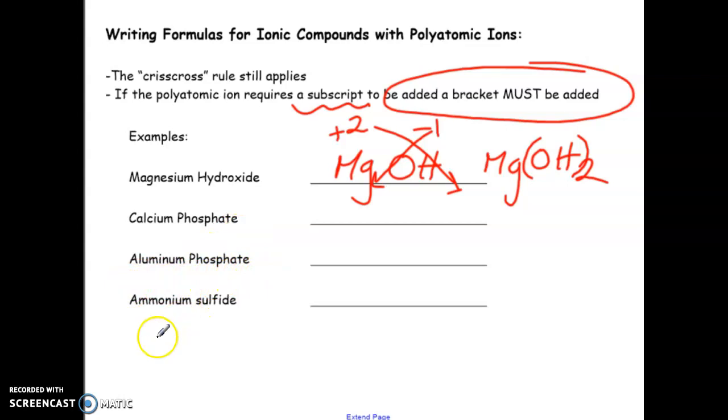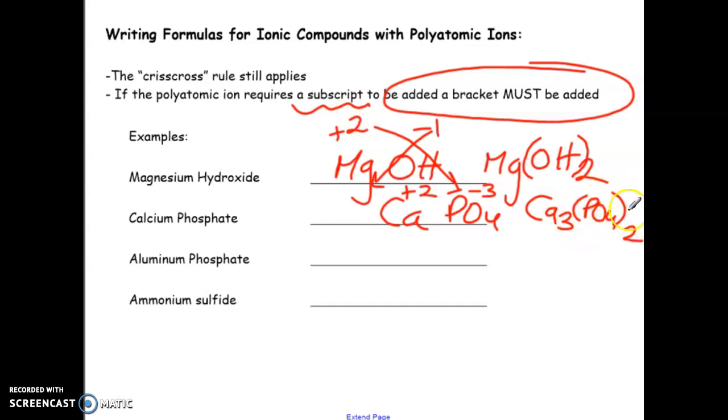Calcium phosphate, aluminum phosphate, and then ammonium sulfide. Okay, so here we have calcium and we have phosphate. Calcium is +2, phosphate is -3. So you should have here Ca3(PO4)2. You must have the brackets around the PO4. Aluminum phosphate: so we have aluminum and phosphate. Aluminum is +3, phosphate is -3. So actually those will end up canceling. So you do not put brackets for this one in particular.